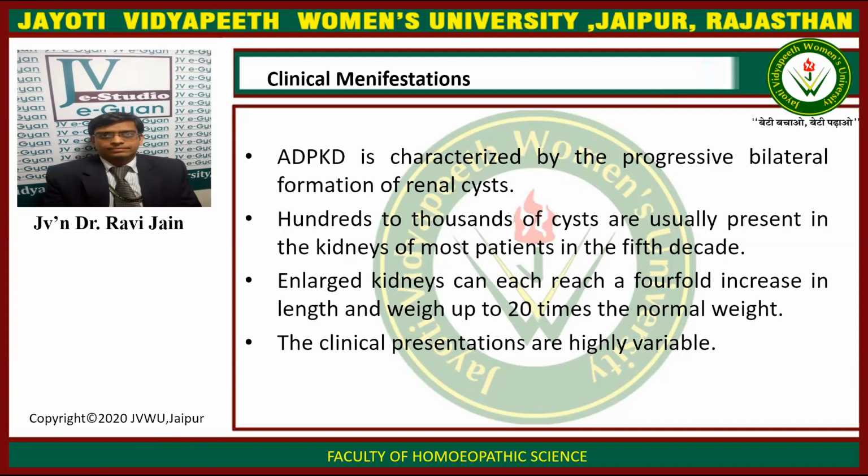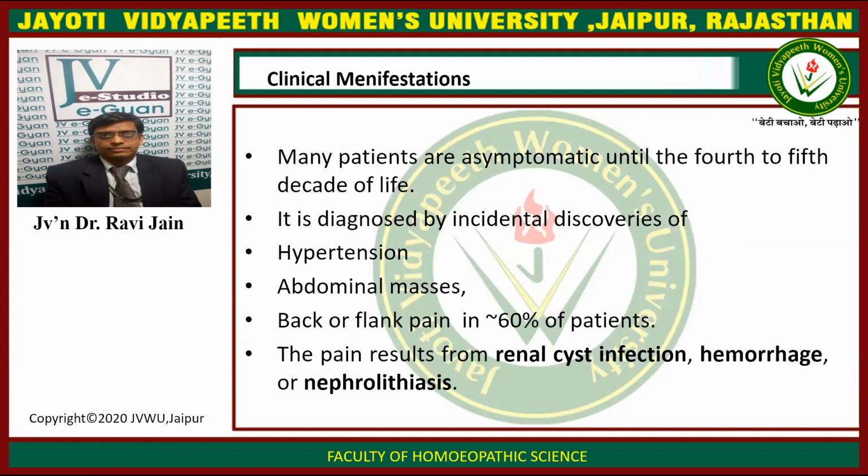The clinical presentations are highly variable. The clinical presentation with which a patient comes to us is highly variable. Many patients are asymptomatic until the 4th and 5th decade of life. Although this is autosomal dominant and can start at a younger age, still many patients who come to us are asymptomatic. They have undergone some investigations due to some other problem, and they suddenly find out that they have polycystic kidney disease, with multiple cysts in both kidneys, and they are totally asymptomatic. The diagnosis is an incidental or accidental discovery.